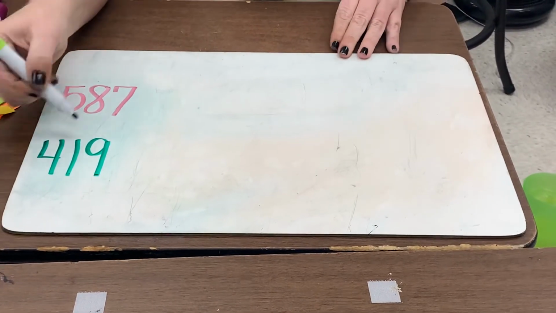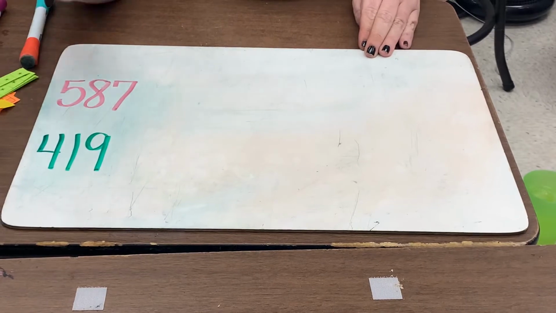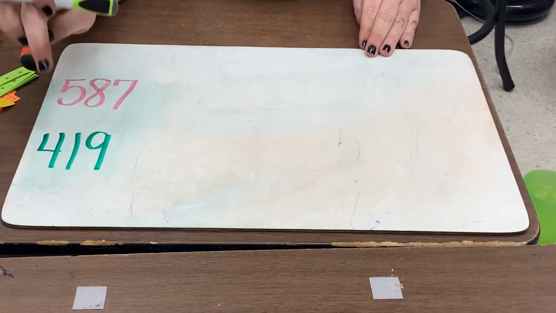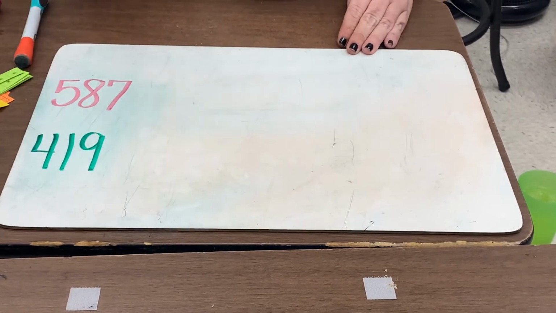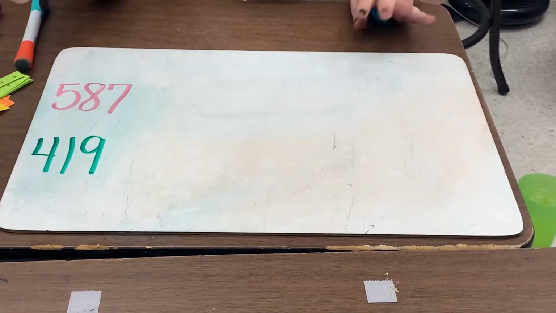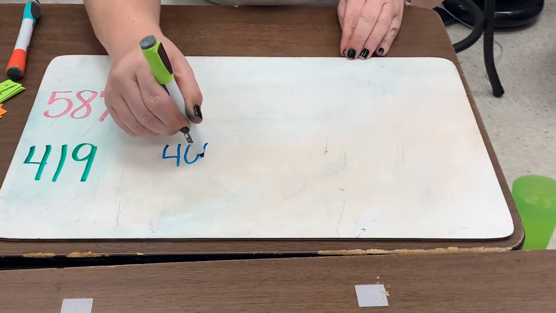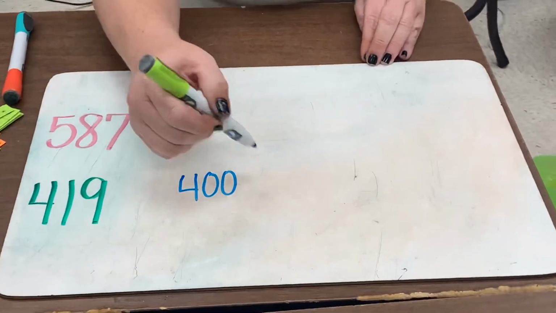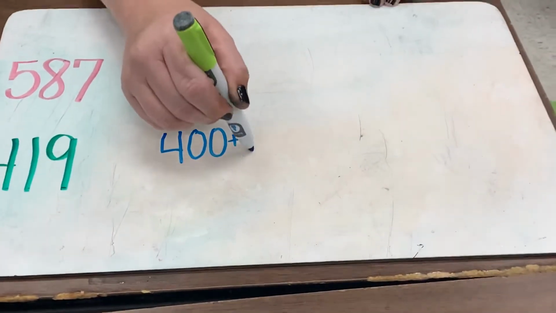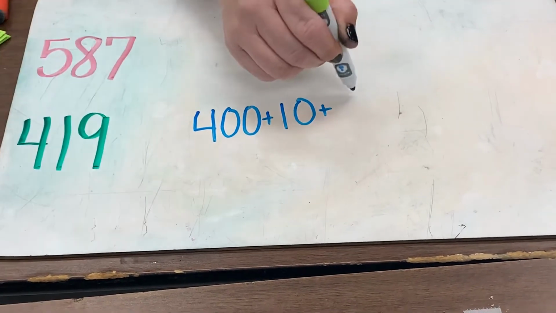Okay, let's try one more number here. Let's put it in expanded form. Say the number with me, 419. To put that in expanded form, I'm going to say, okay, how many hundreds do I have? 400. Expanded form would be 400. How many 10s do I have? I have 1 10. And how many 1s do I have? I have 9 of them.